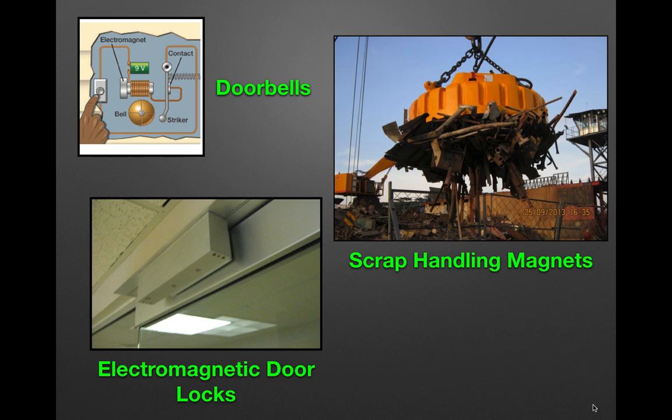Doorbells use electromagnets like they show you in the picture there. By pushing the button on the doorbell, current is sent through an electromagnet, which attracts a metal striker, causing the doorbell to go off. Scrap handling magnets, like at junkyards, use electromagnetism to attract the metal when they want, move it to another area, turn the current off, and then you can drop the metal.